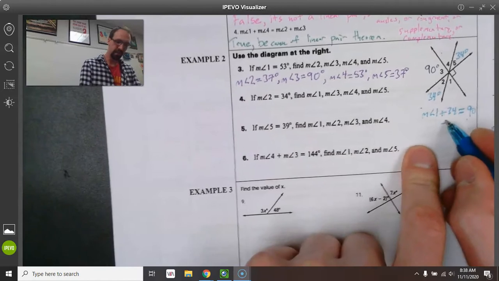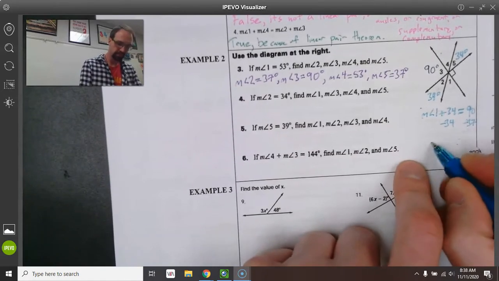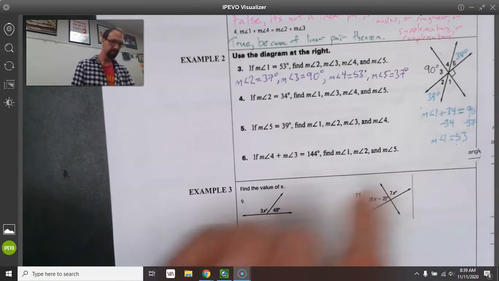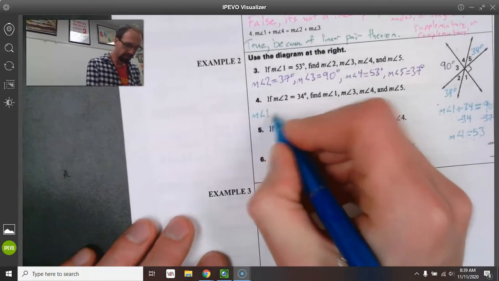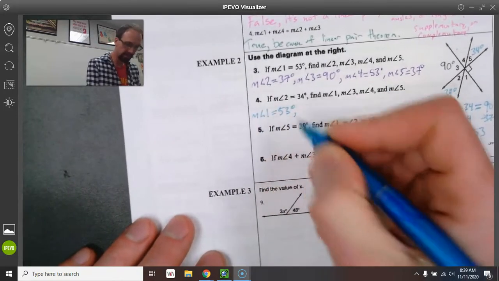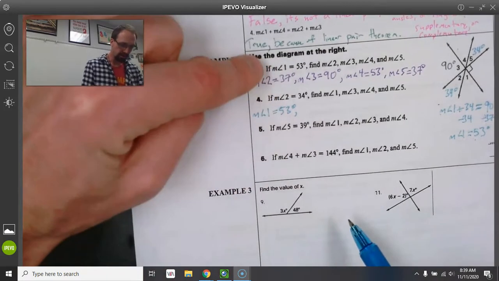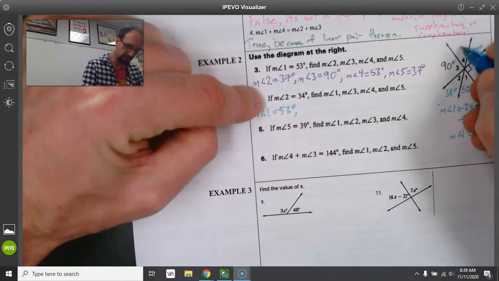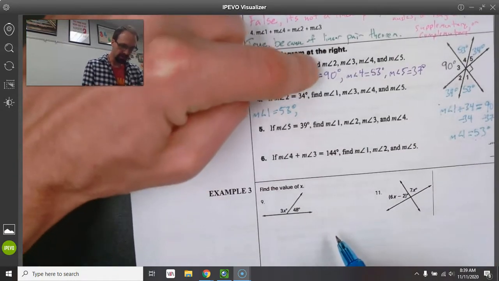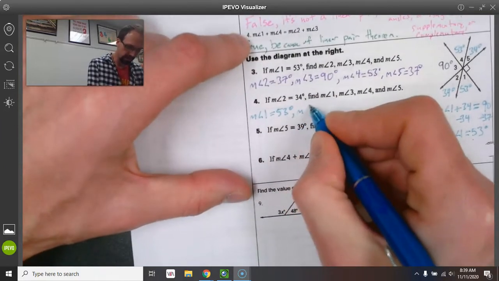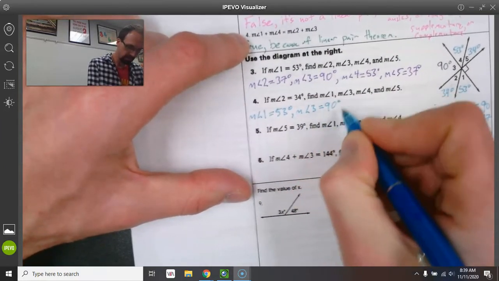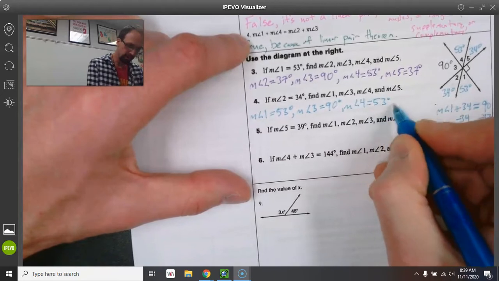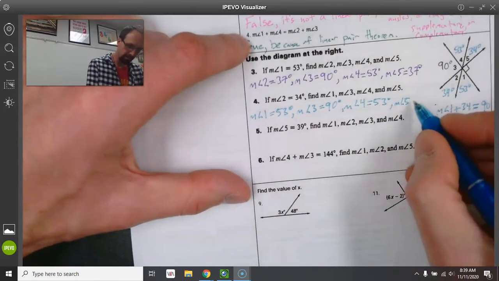Equals 90. So now if I subtract 34 from both sides, the measure of angle 1 equals 90 minus 34, which is 56. So I have the measure of angle 1 equals 56 degrees. And then I don't need to find the measure of angle 2 because it gave it to me. Oh, I forgot to write it in here. So the measure of angle 1 is 56 degrees, the measure of angle 2 is 34 degrees, and the measure of angle 3 is the same for all of these. It's always 90 degrees. The measure of angle 4 is equal to 56 degrees. The measure of angle 5 is 34 degrees.